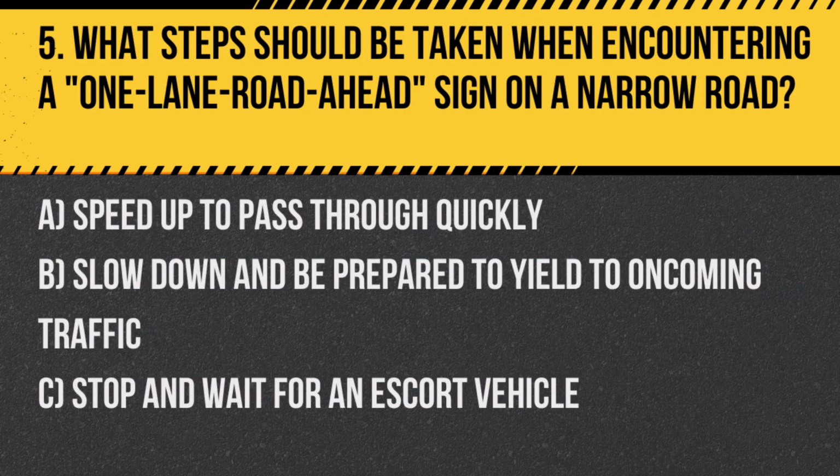Question 5. What steps should be taken when encountering a one-lane road ahead sign on a narrow road? A. Speed up to pass through quickly. B. Slow down and be prepared to yield to oncoming traffic. C. Stop and wait for an escort vehicle. Answer. B. Slow down and be prepared to yield to oncoming traffic. One-lane roads require careful navigation and yielding.